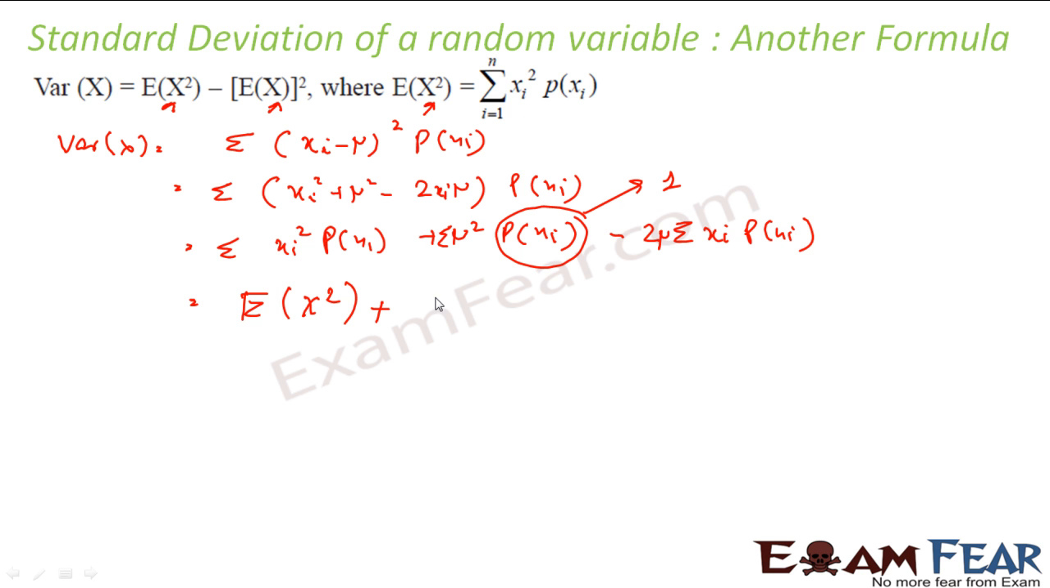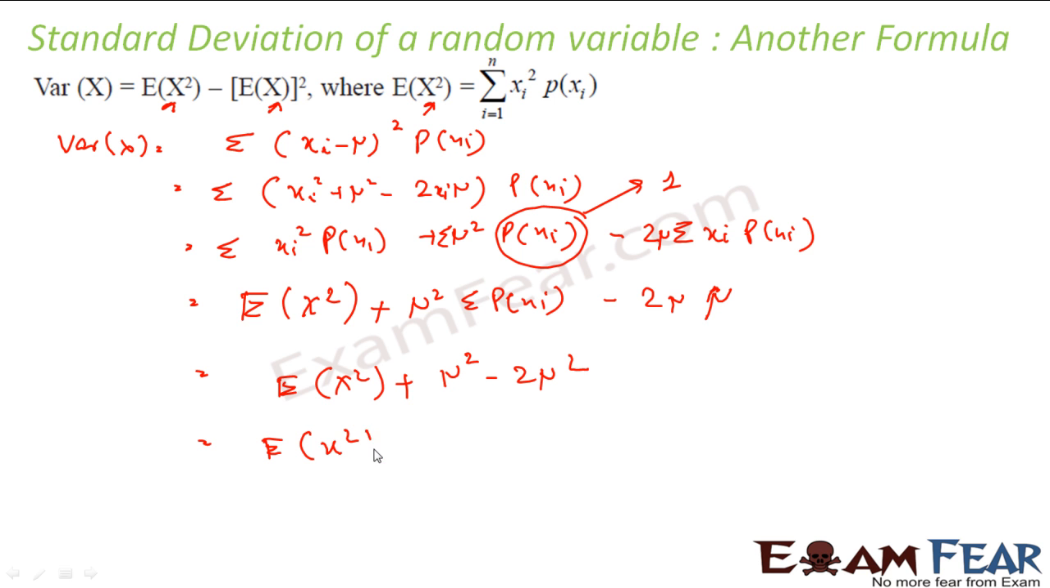So the second term is mu square into the summation of p(xi), which is 1. Minus 2 mu, and the summation of xi p(xi) is mu only. So what I am getting is E(x square) plus mu square minus 2 mu square, which is E(x square) minus mu square. That is a simple formula we have, and we'll use this formula to get answers.